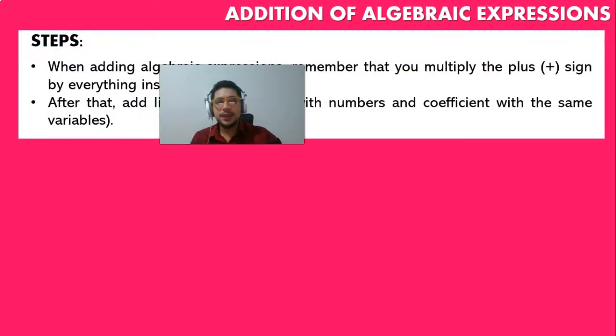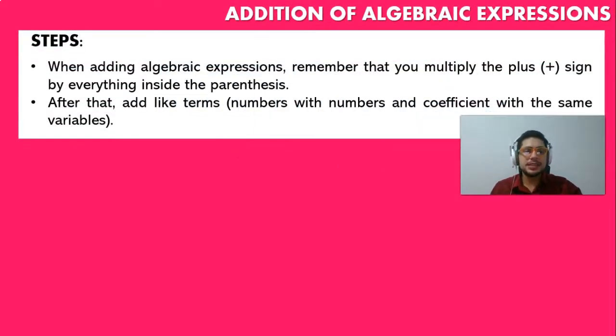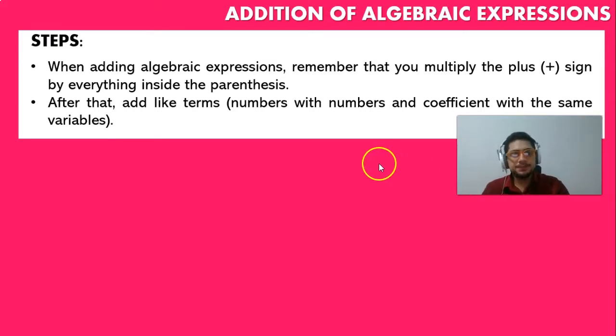Okay guys, the first thing we have to remember are some basic steps that I have copied here. So when adding algebraic expressions, you have to remember that you have to multiply the plus sign, if you have it, by everything inside the parentheses. So whenever you multiply by a plus sign, whatever is inside the parentheses just comes out exactly the same, right? And after that, you are going to combine like terms. So numbers and numbers and coefficients with the same variables, right?